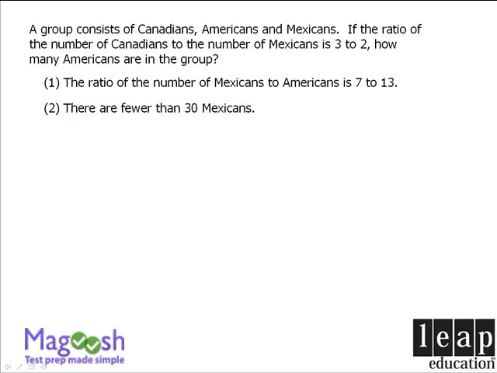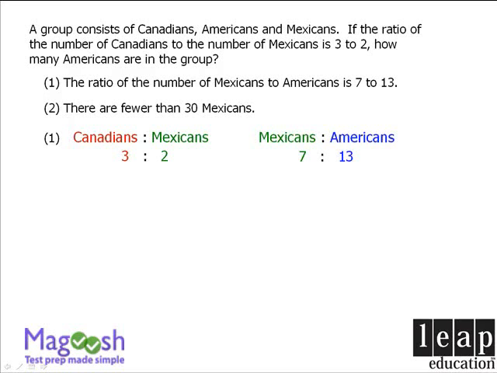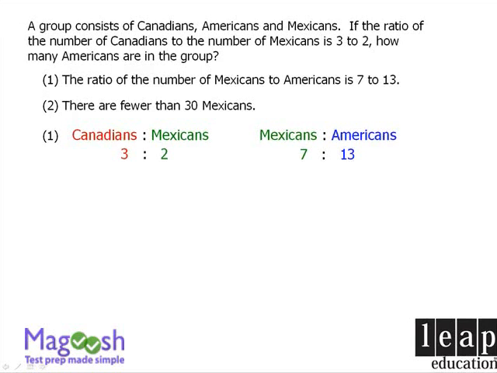Before we look at the information provided in Statement 1, let's first look at the information provided in the original question. Here we are told that the ratio of Canadians to Mexicans is equal to 3:2. Now Statement 1 tells us that the ratio of Mexicans to Americans is 7:13.